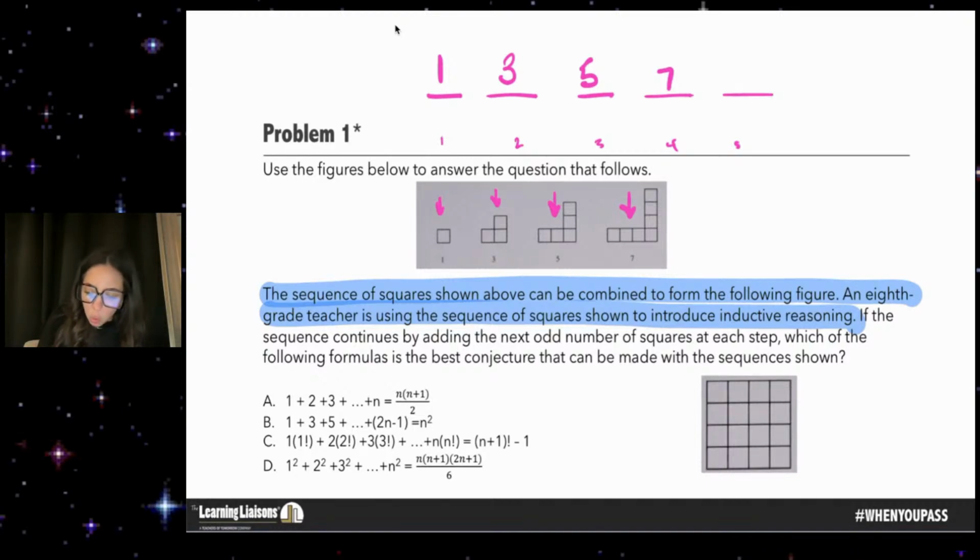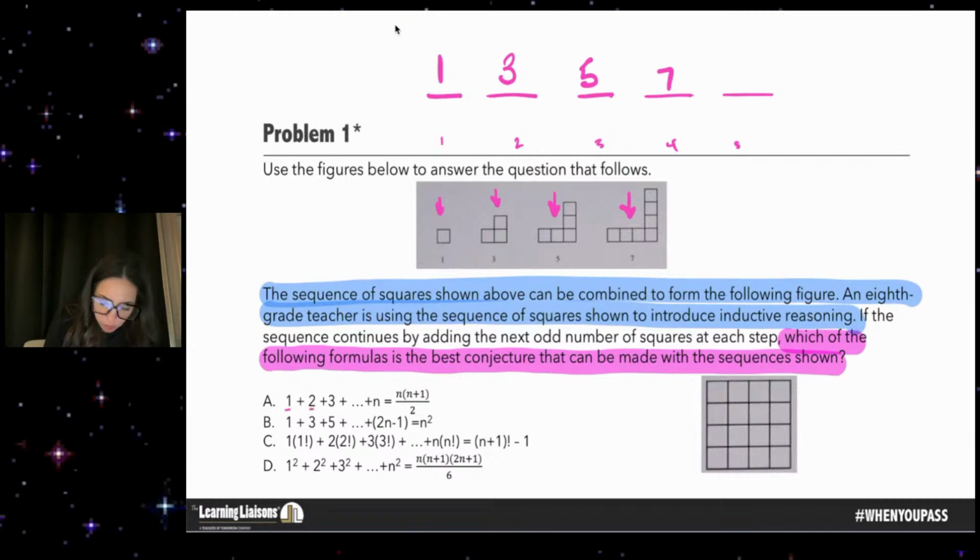The question is, which of the following formulas is the best conjecture that can be made with the sequences shown? Which of the following formulas works, right? 1 plus 2 plus 3 plus n equals this whole big thing. 1 plus 3 plus 5 plus blank plus this equals blank. 1 times 1 factorial, 2 times 2 factorial, 3 times 3 factorial plus this equals this. Or 1 squared plus 2 squared plus 3 squared plus this equals this. So what am I trying to equal? I'm trying to equal the number of squares each time.